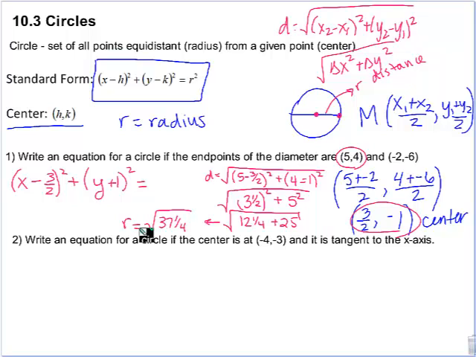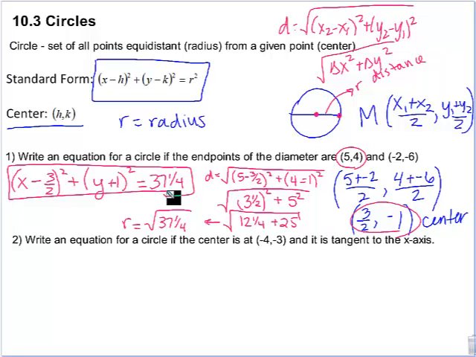Now, our formula says it's equal to r squared. So if our radius is the square root of 37 1/4, what would r squared be? Just 37 1/4. Because if we square the square root, well, in our formula it says it's equal to r squared. So our radius is the square root. We need to square that, so our square root then goes away. Okay, is that okay? All right, let's do another one where we have to write the equation.